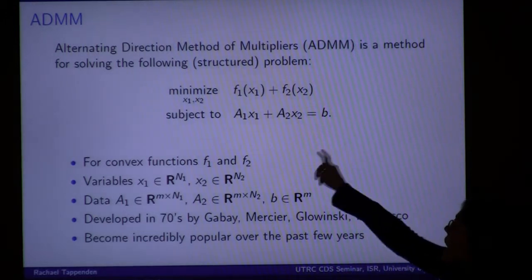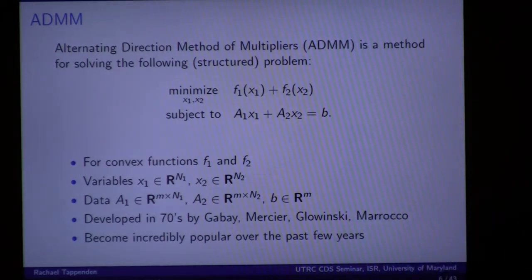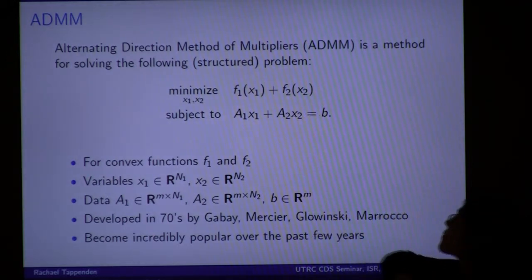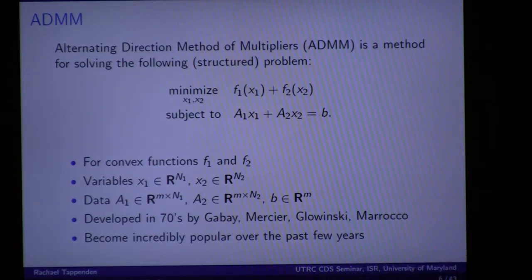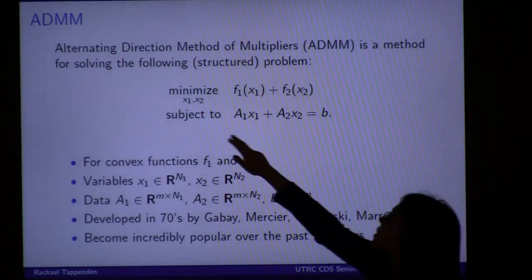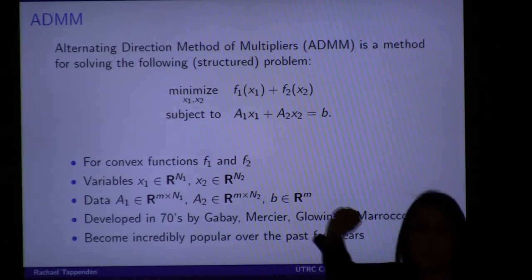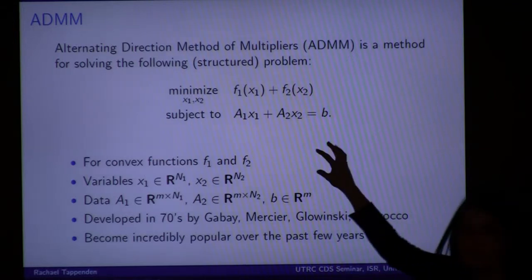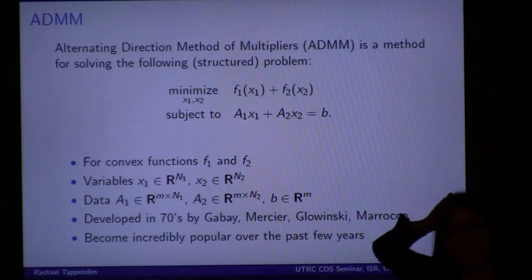So here is an optimization problem that the alternating direction method of multipliers can solve. Here we have some objective function, f1 of x1 plus f2 of x2. I want to minimize this objective, and I have some constraint. This is a linear constraint, a1 x1 plus a2 x2 equals b. So what you can see is that this optimization problem has a lot of structure.